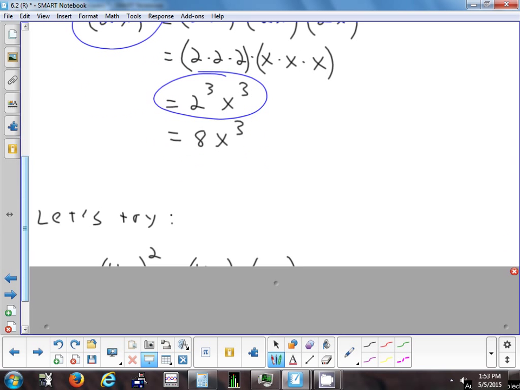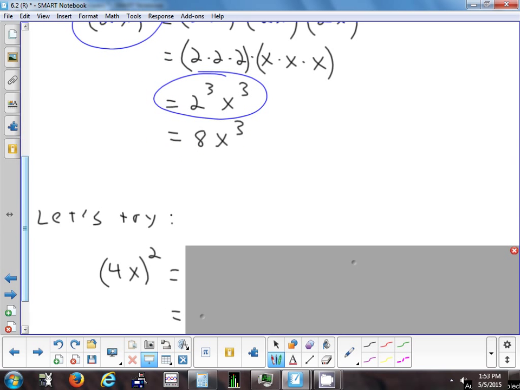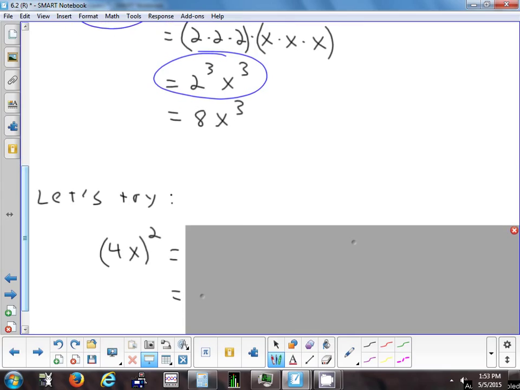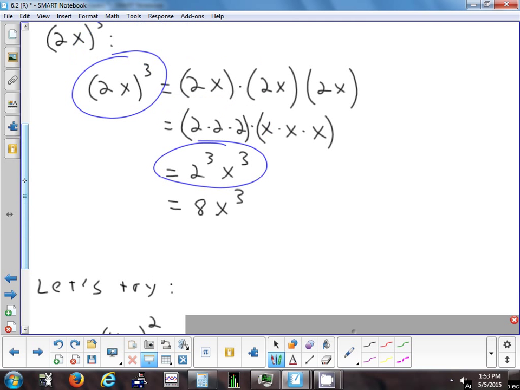Let's try another one. What's the first thing that's going to get raised to the second power? Write this down if it helps, whatever helps you. Personally, I like to see where the formula comes from, because if I forget it, I can always go back and say, I know another way to do it if I forget the formula on the test.